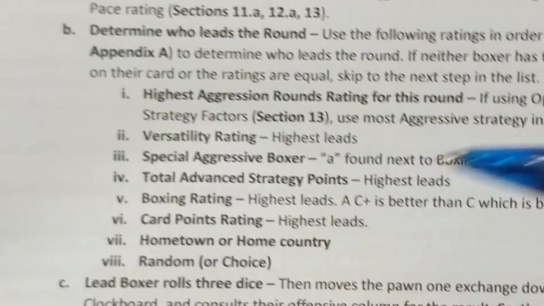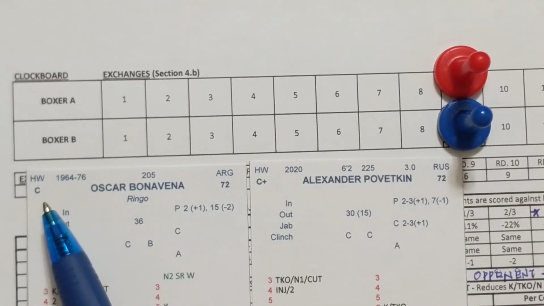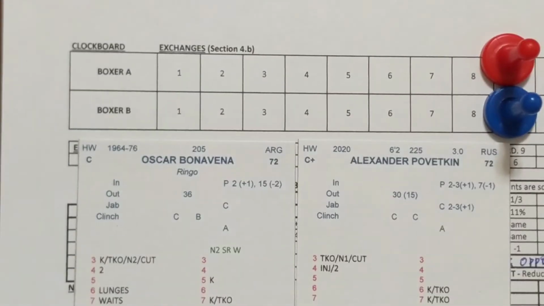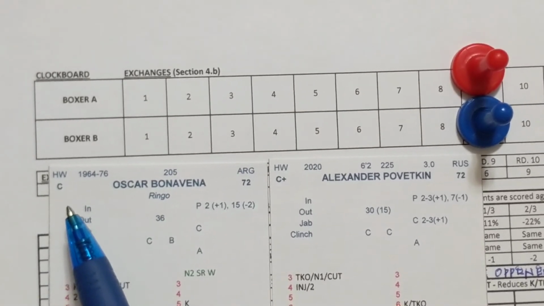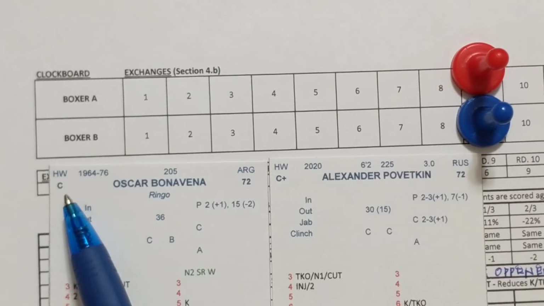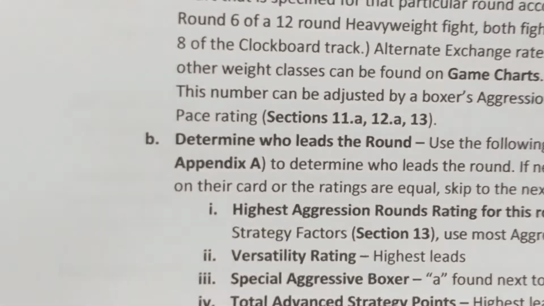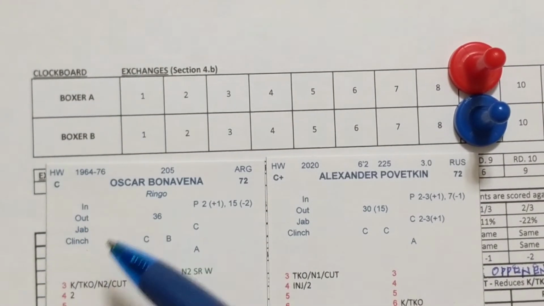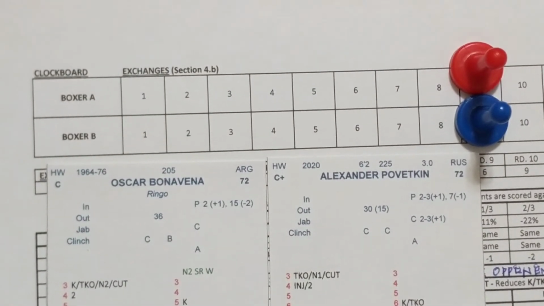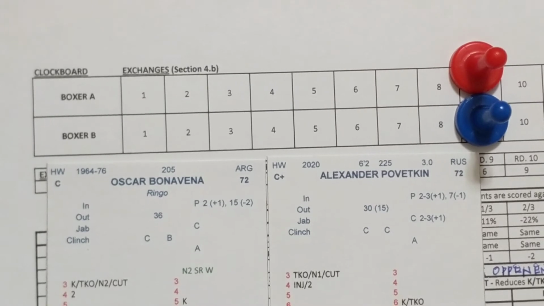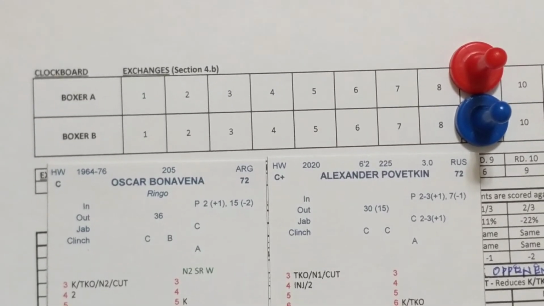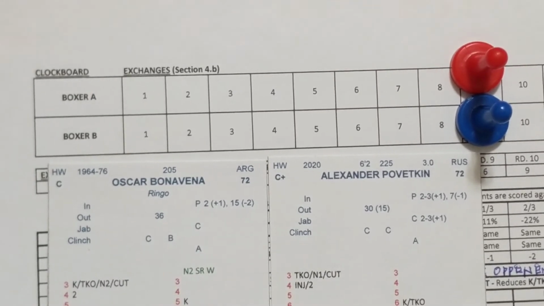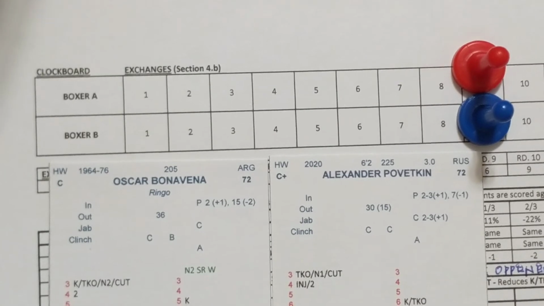Neither of them have the special aggressive boxer rating. That would be an A up here. There's only 4 boxers in the entire 156, I think, that have that special rating, so that's not going to come up. Neither of them has strategy points. Strategy points would be in this area. I've included them because they're part of the original game, and I've even included the rules for them, but I don't recommend them for solitaire play, and I won't be using them in any of the tutorials that you'll see unless I get really far along and I just want to demonstrate how they would be used, but I won't be using them in my tournament at all.